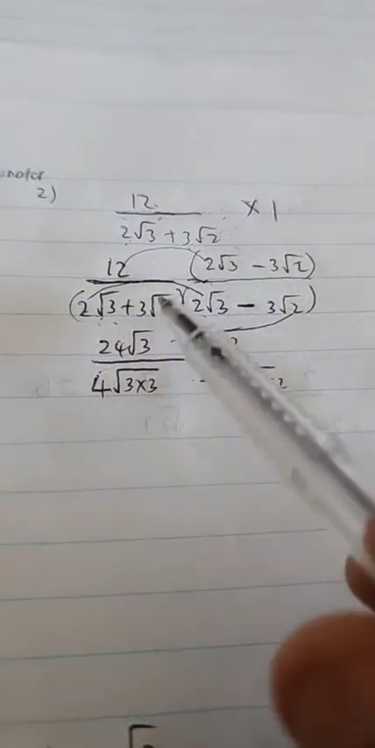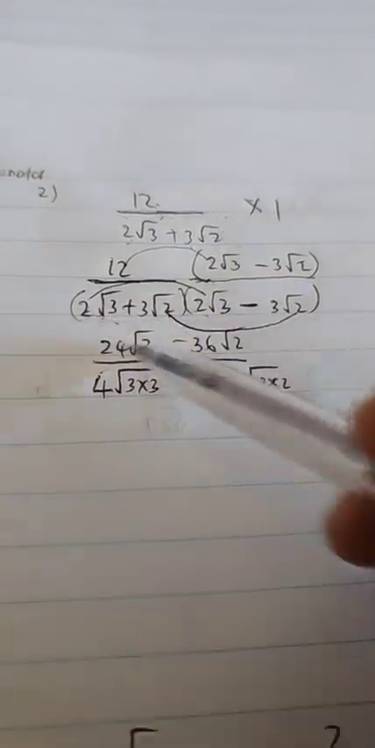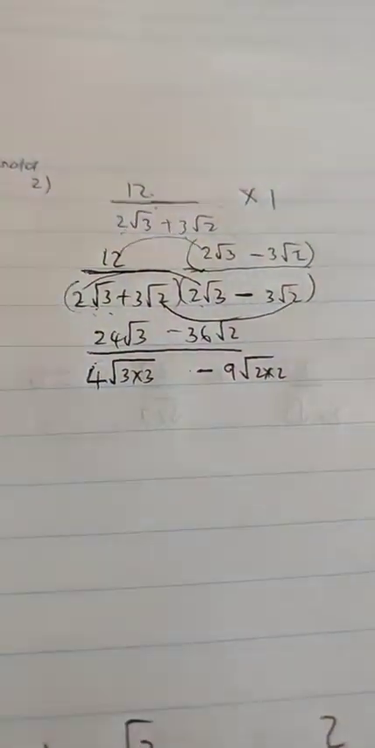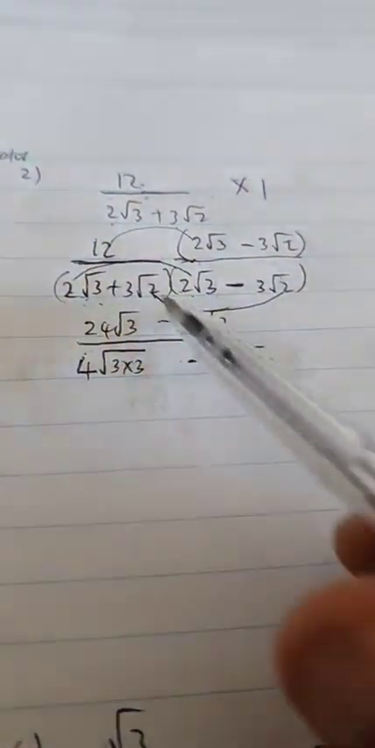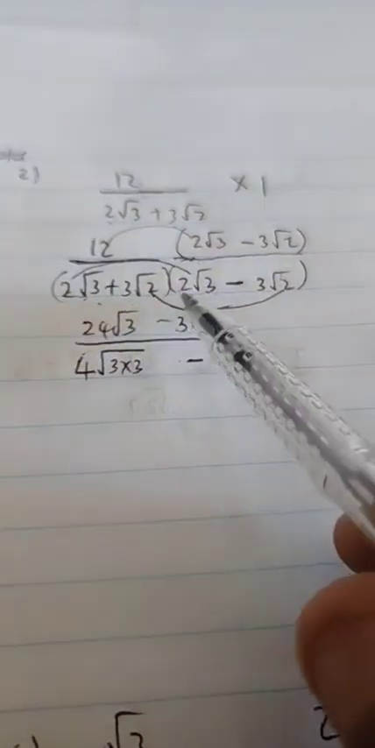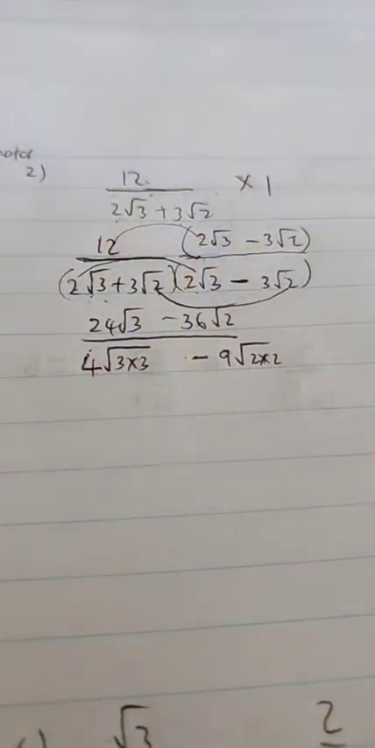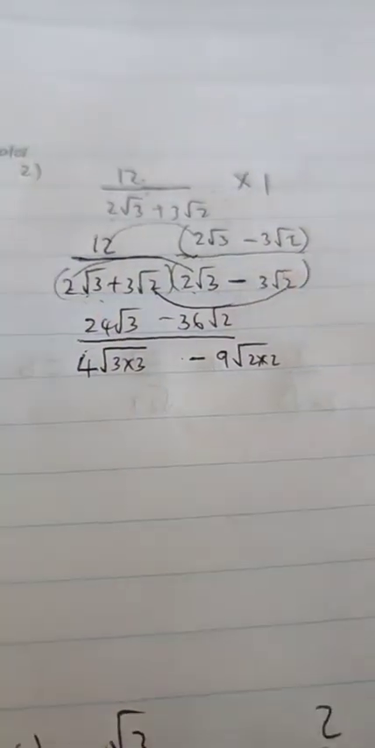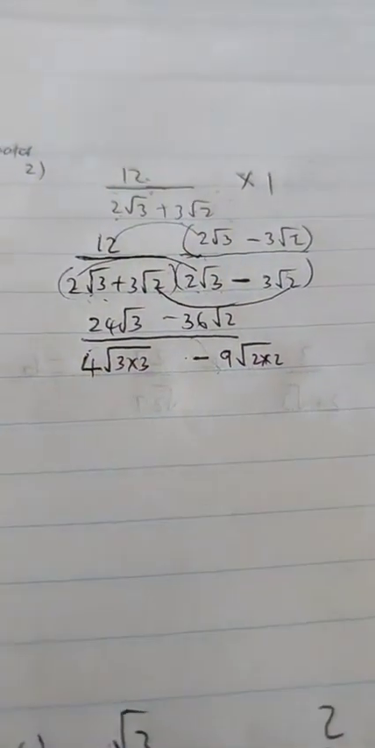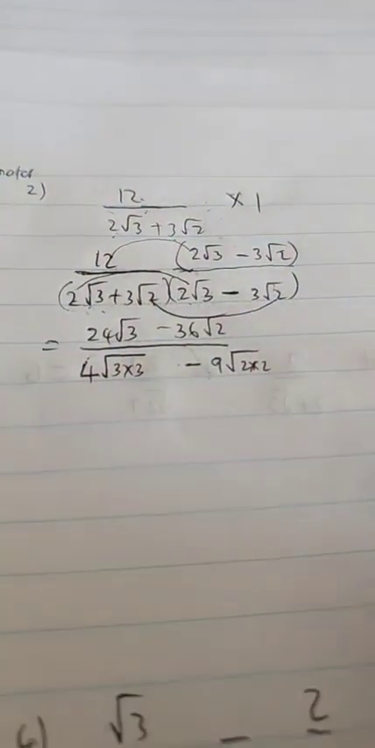You're not even going to focus on this and that, because that is all going to give you 0 anyways. In the middle, this times that, you are going to get a certain value, 6 root 6, and then here as well you are going to get another minus 6 root 6, which is going to give you 0 in the middle. So I'm not even going to focus my attention on that. I know I have 0 in the middle. Let's focus on what is there.